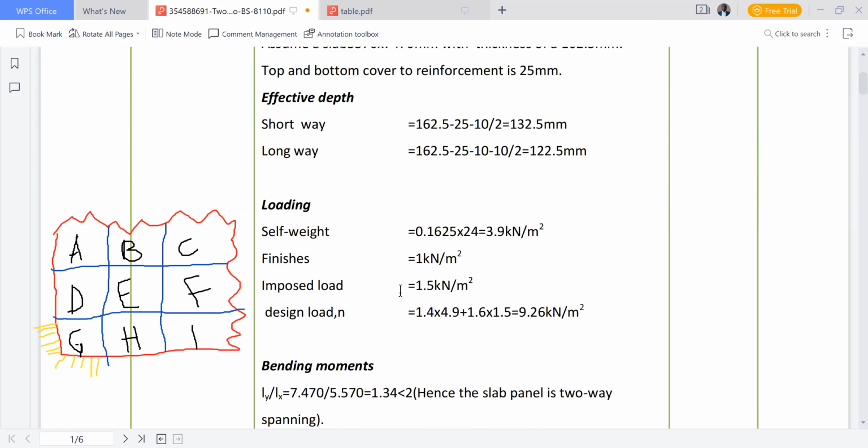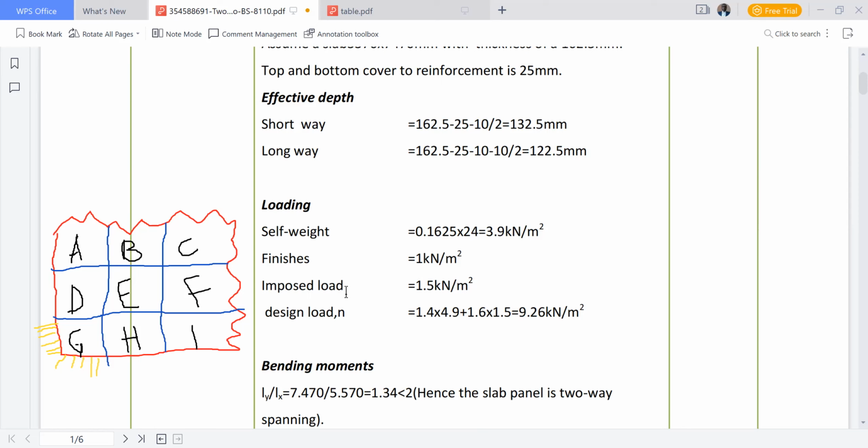Now we go to loading. Loading, we know we have dead and imposed or live load. Dead load consists of self-weight and finishes, or load which does not change in size and direction of action. So self-weight, we know we take thickness multiplied by the unit weight of concrete or density of concrete, which is 24 kilonewton per cubic meter. So you compute and get 3.9. Then finishes, you can take it as 1 kilonewton per square meter.